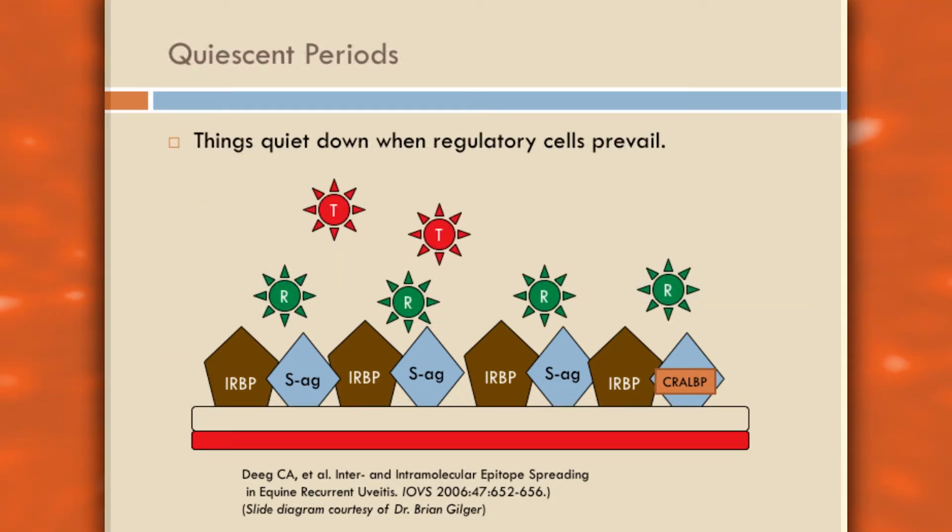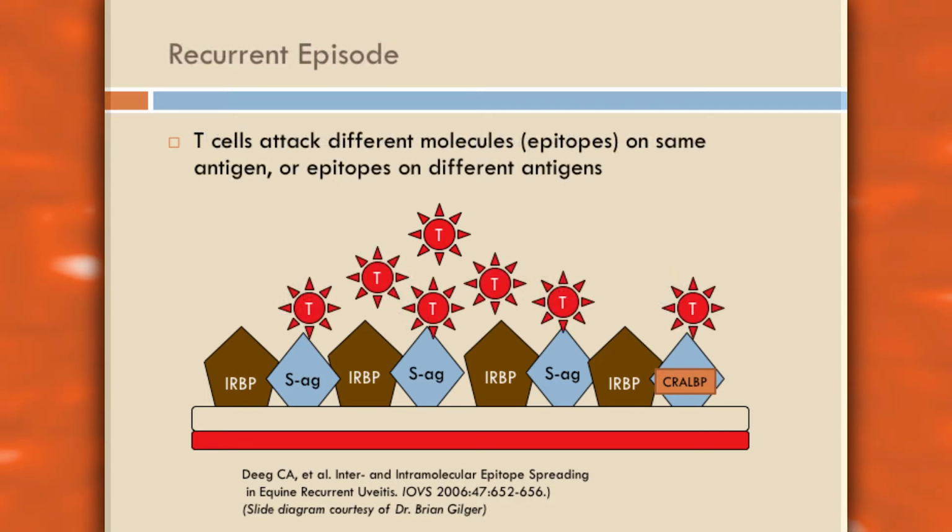But the good guys come in too. They say, come on, bullies, we've got to get you under control. So the regulatory cells come in, and they quiet things around, and things are okay for a while, until they're not. And this is another key concept. Just because a T cell has found one molecule, one antigen to react against, it's not going to just stay peaceful and react against that one. It's going to be like the bully in the schoolyard, and it's going to pick on its friends.